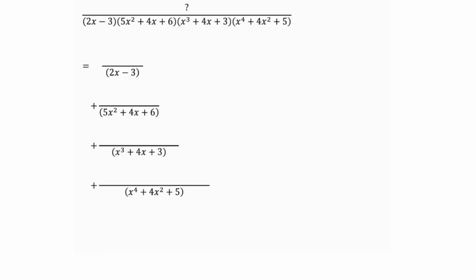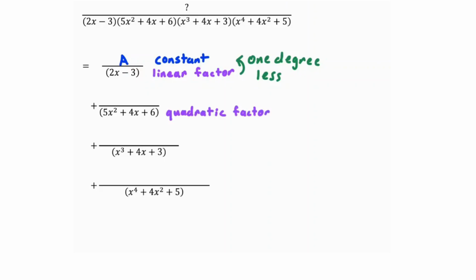So for the first fraction, the 2x minus 3, we have a linear factor, x to the power 1. Go 1 degree less, and we have a constant, which we can express as this constant a. For the 5x squared plus 4x plus 6, we have a quadratic factor, x to the power 2. 1 degree less, x to the power 1, which is a linear. We can express this linear as bx plus c. But what about the other two?